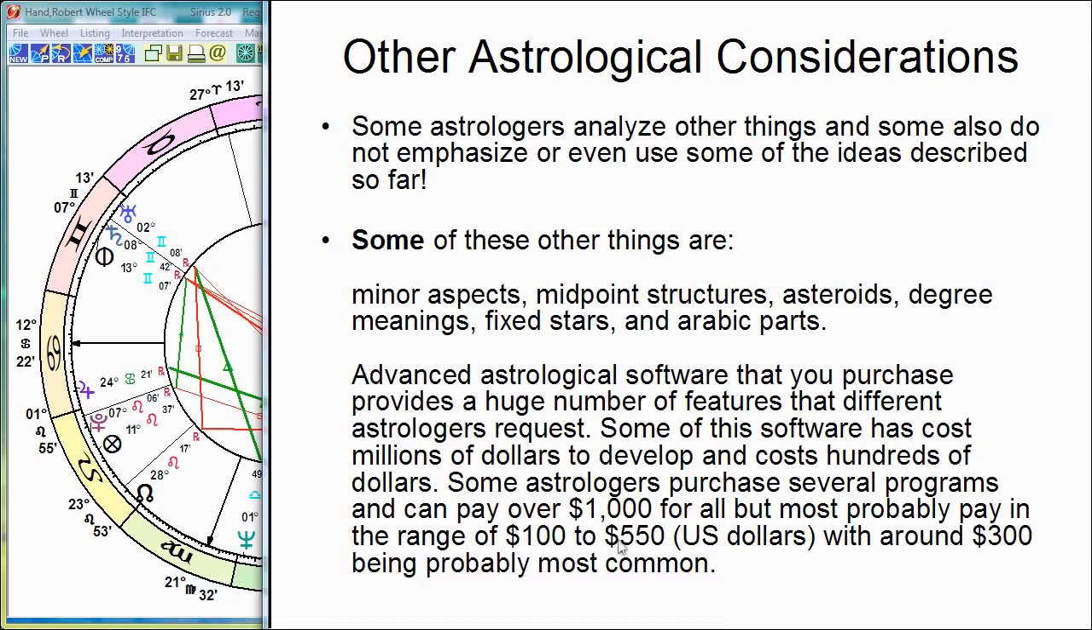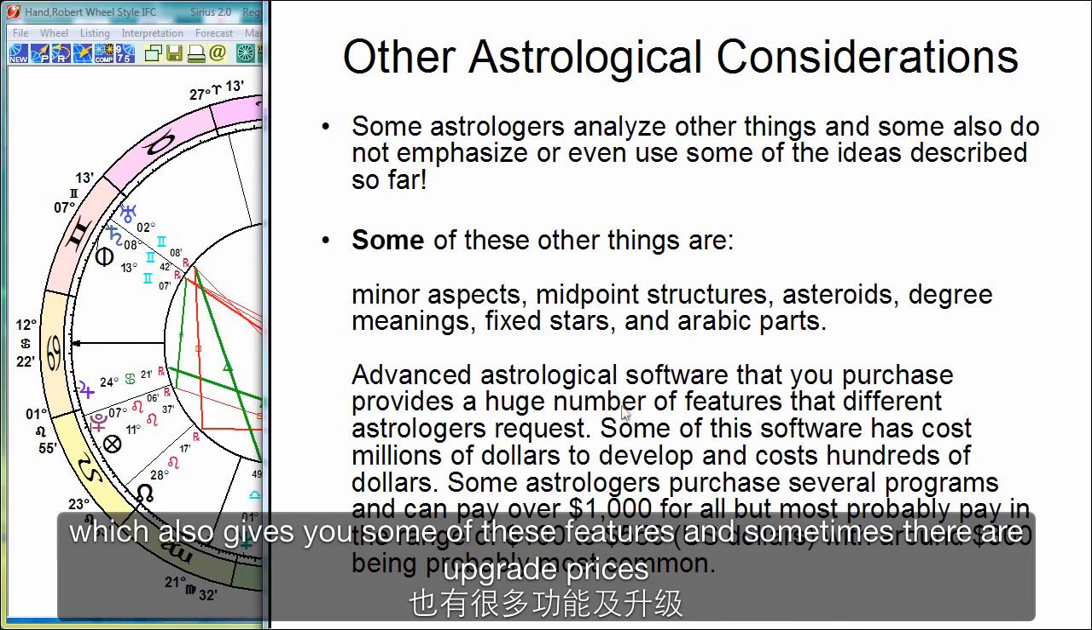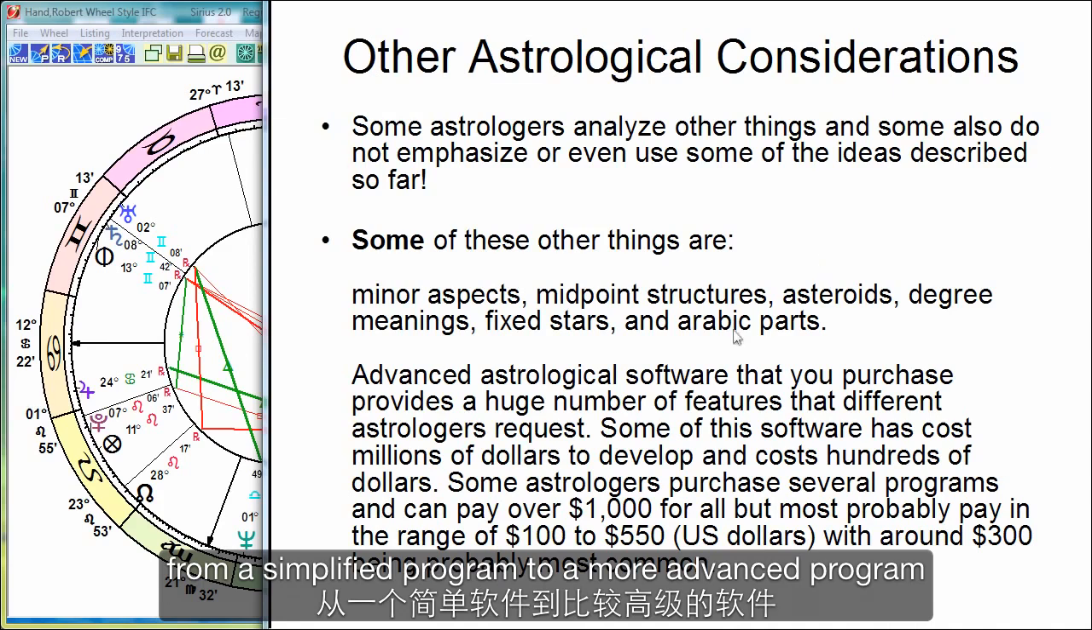And there are programs like the Pegasus program, WinStar Express, which is under $100, which also gives you some of these features. And sometimes there are upgrade prices from a simpler program to a more advanced program.